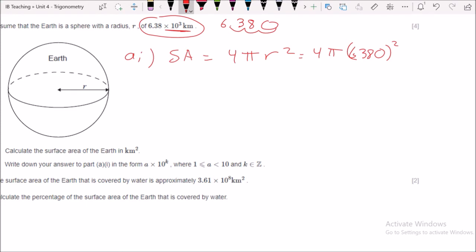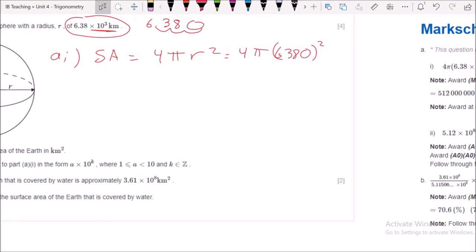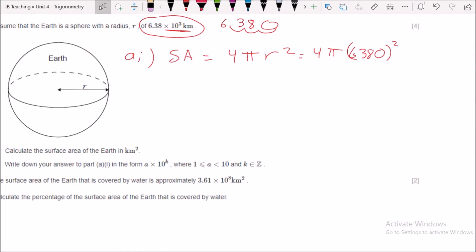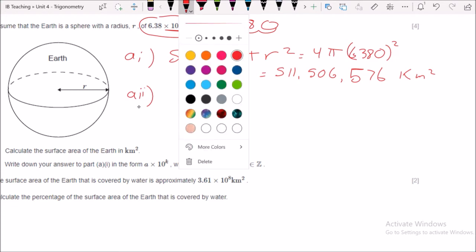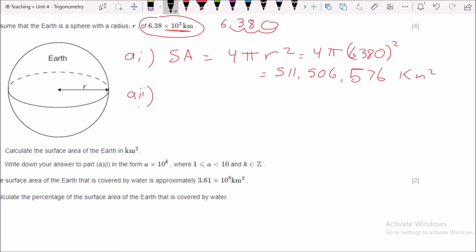Okay, and I'm getting a big number. I can see why Part B asks us to write this in scientific notation, because what I'm getting is 511,511,506,576 square kilometers. And that's perfectly good for A1, but A2 asks us to do this in scientific notation, so we should probably do that. So where does my decimal need to be? It needs to be right here, so it says 5.1.